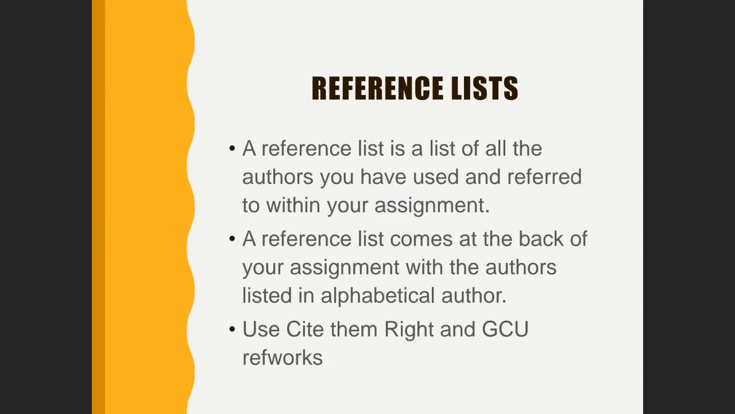And then we go again. A reference list is a list of all the authors you have used and referred to within your assignment. A reference list comes at the back of your assignment with the authors listed in alphabetical order. Use Cite Them Right in GCU RefWorks.